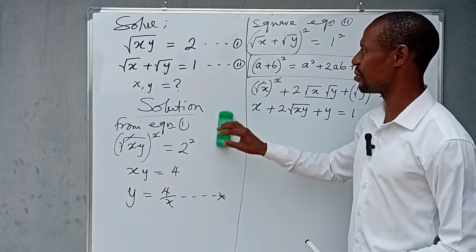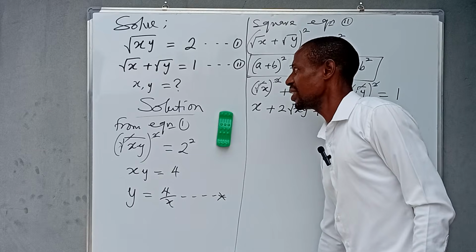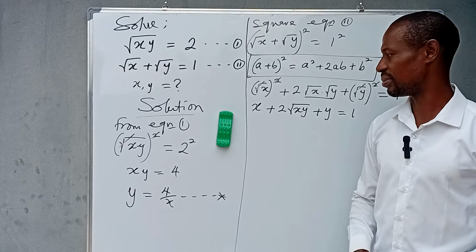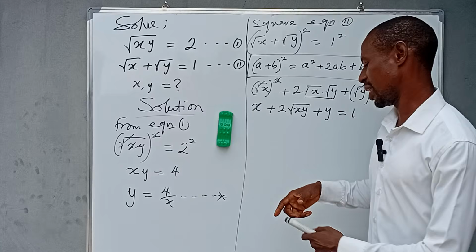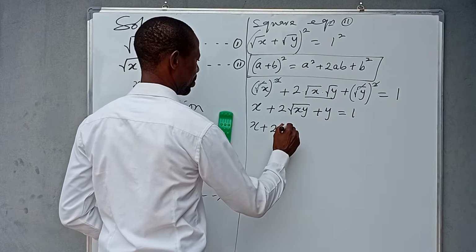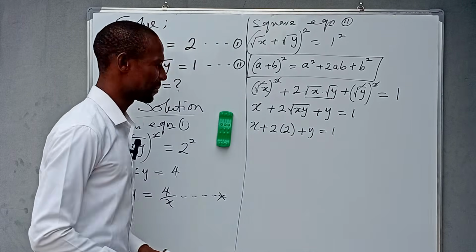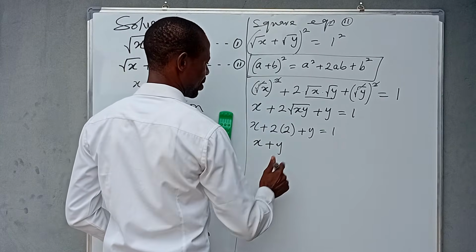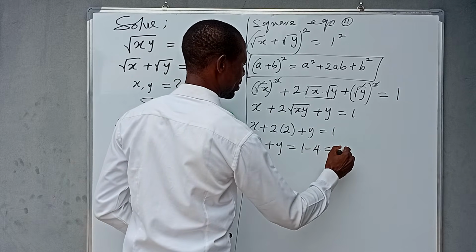Let's go to the two original equations. In the first one, we have the square root of xy, and its value is 2. So we can make a simple substitution, putting 2 in place of this. The expression gives us x plus 2 times, let's put it in bracket, 2, plus y is equal to 1. So we end up having x plus y plus 4 equal to 1. Moving 4 to the other side gives us 1 minus 4, which is equal to minus 3.